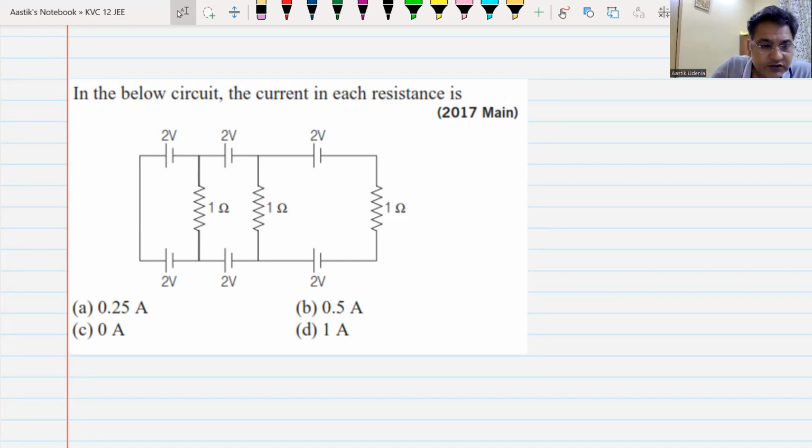Do we understand this question? Yes or no? Sir. What is the current in each resistance? I was hoping to get a quick answer. That didn't happen. Right? No answers till now? Not a good sign.